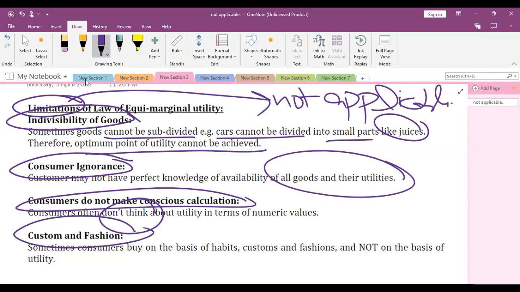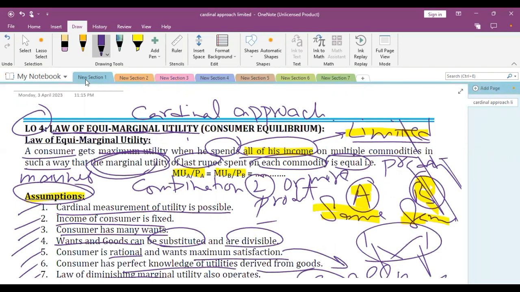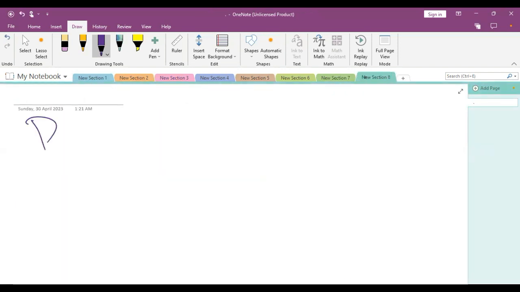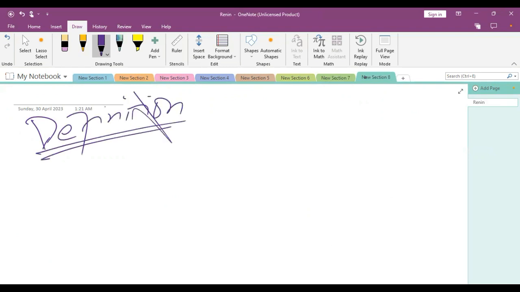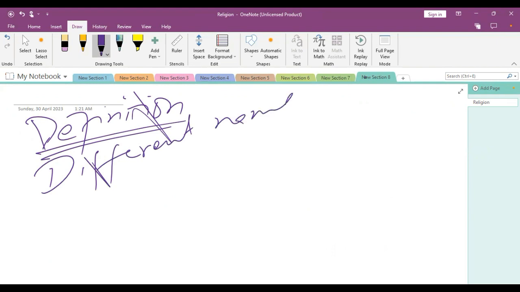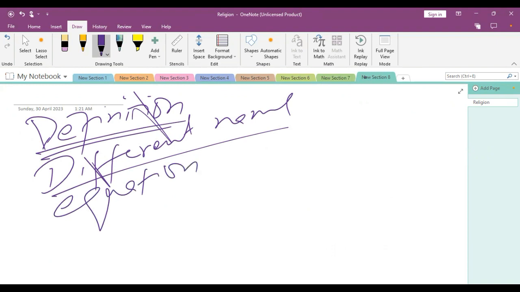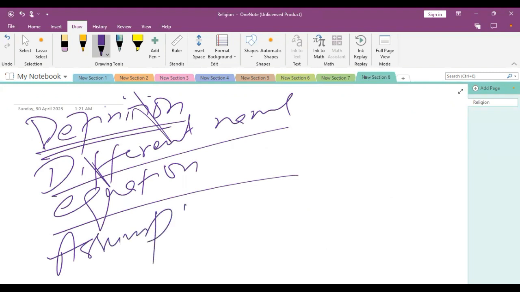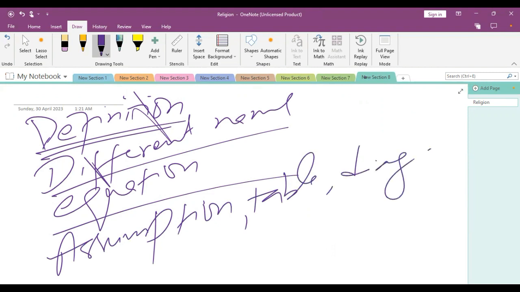So this was our today's class in which we have studied the definition of law of equi-marginal utility, its different names, equation, assumptions, table, diagrams, and limitations of this law.